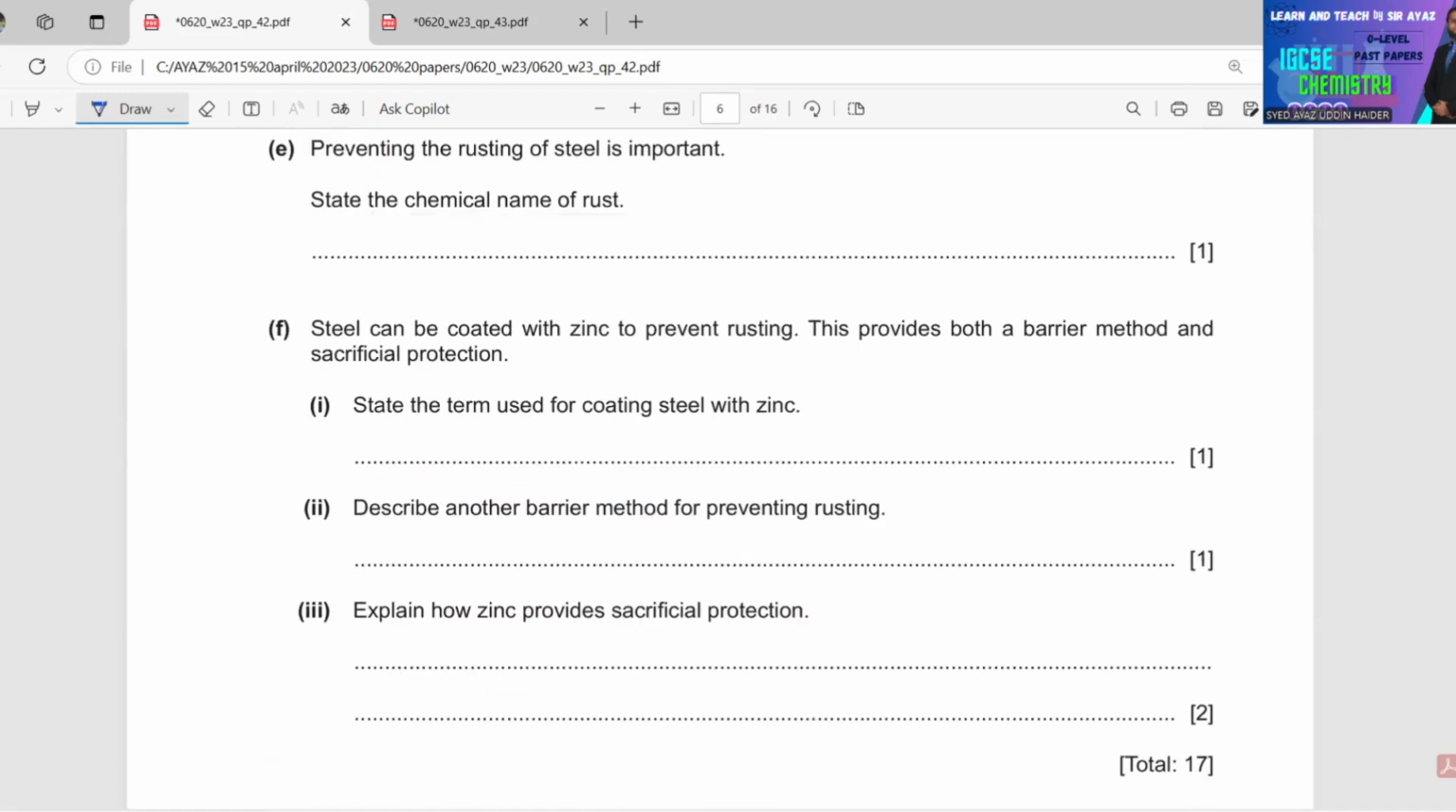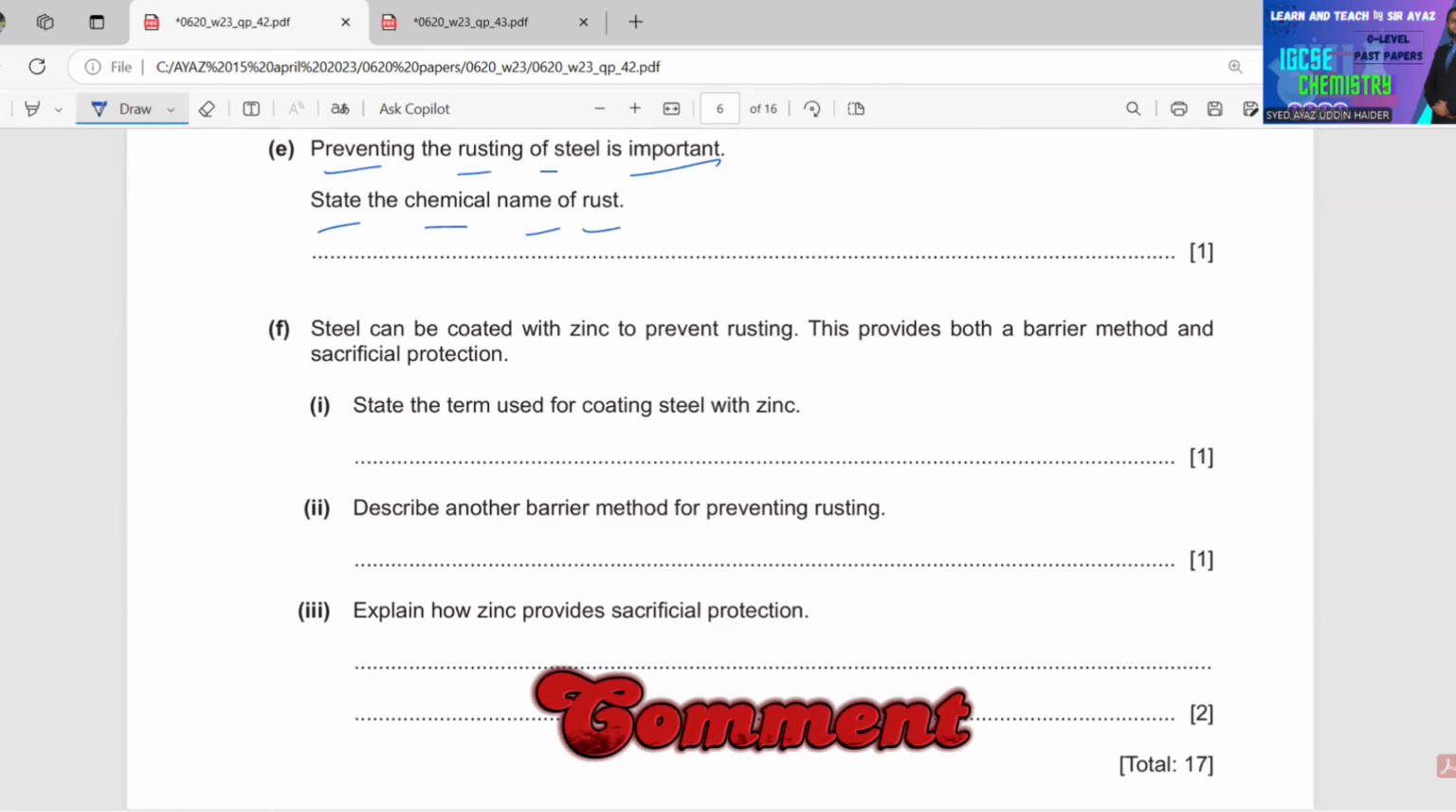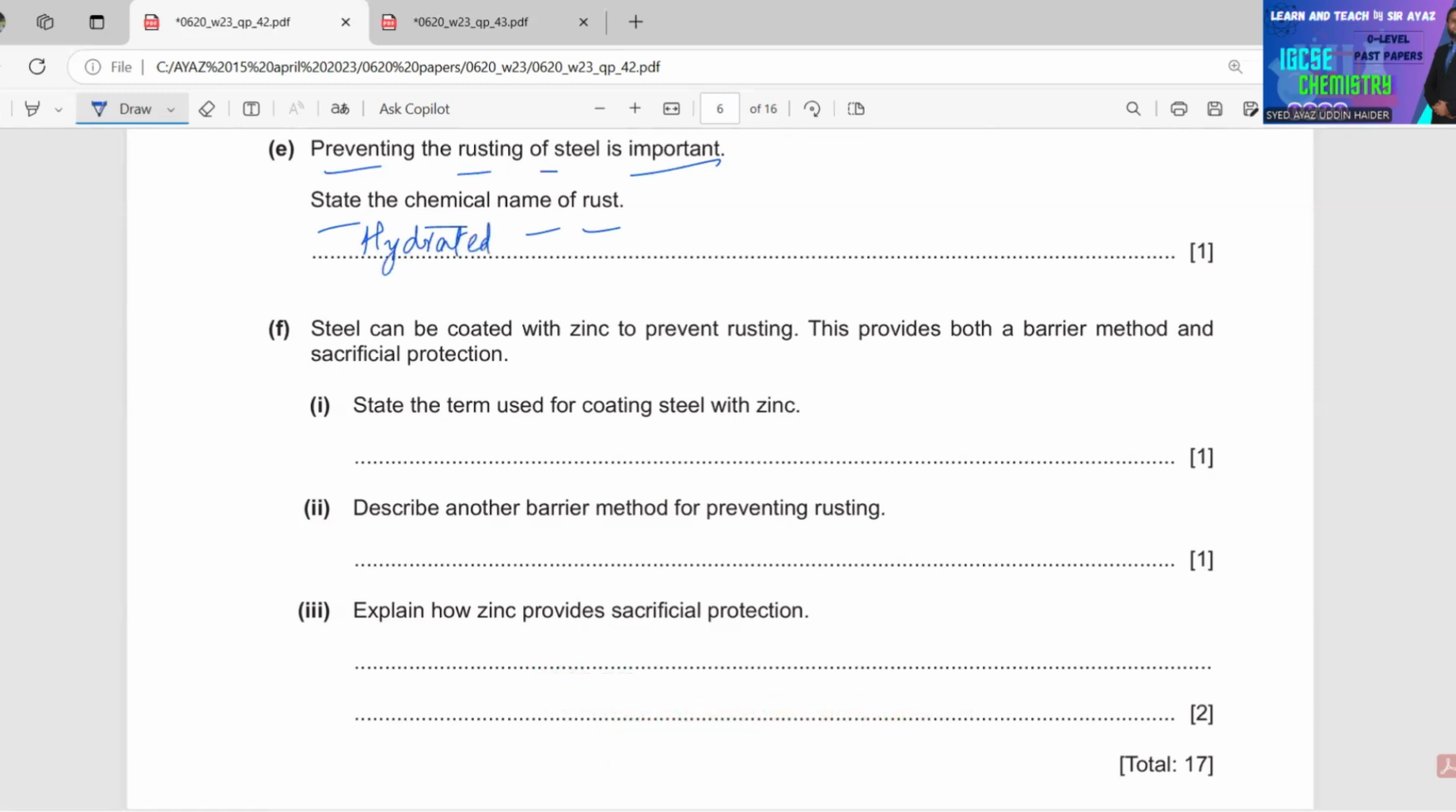Part E. Preventing the rusting of steel is important. State the chemical name of rust. It's hydrated iron 3 oxide. Rust is hydrated iron 3 oxide.